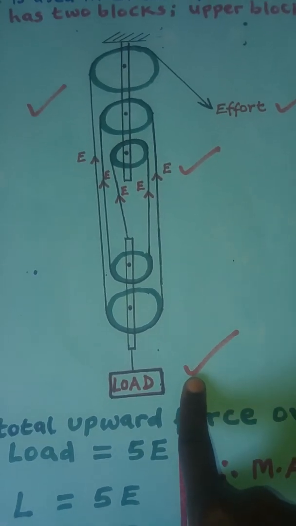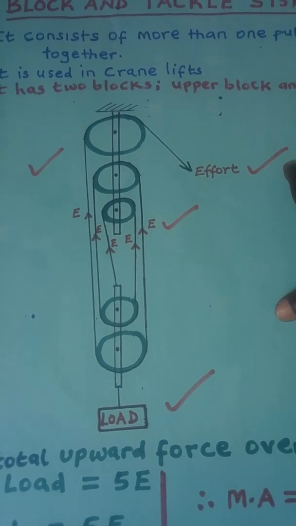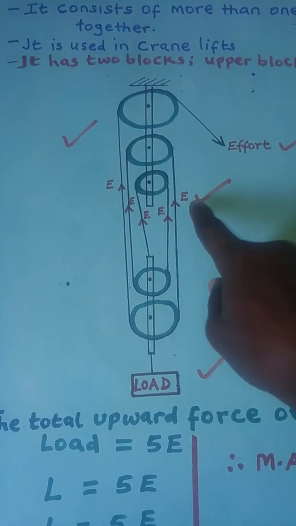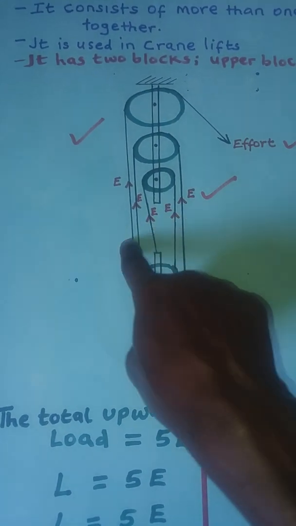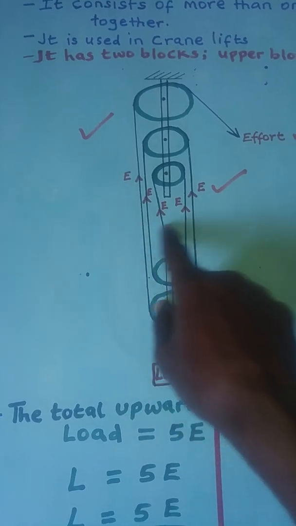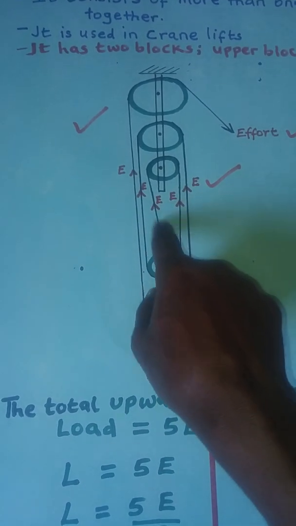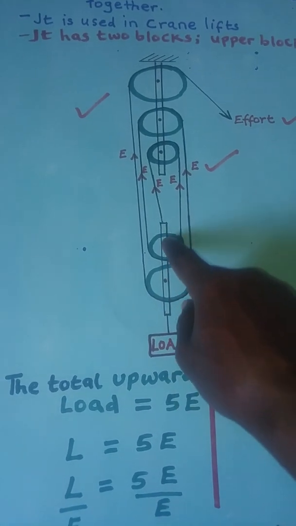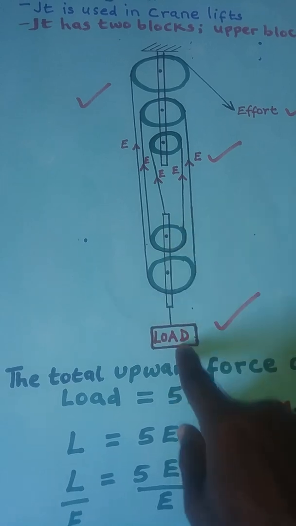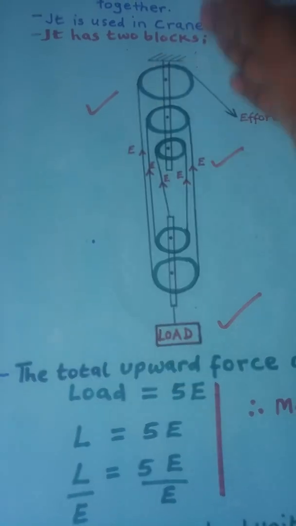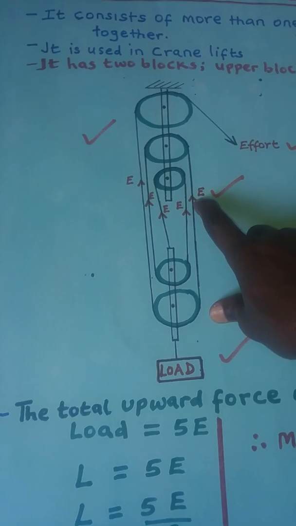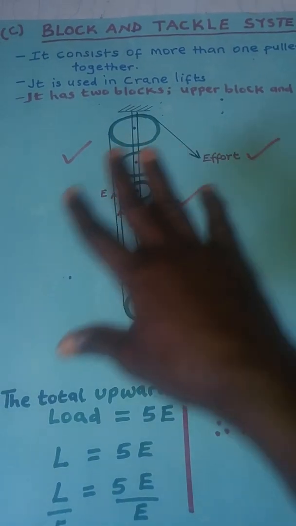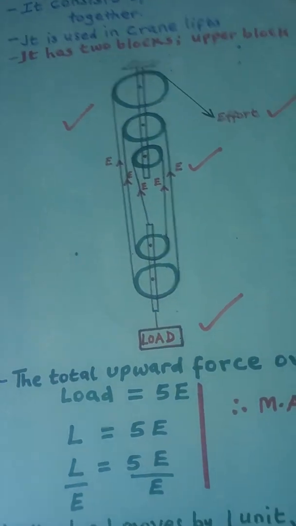The load must be there. The effort must be there. And the diagram with the fixed support must be there. And then these strings must be there. And in which direction? You see, these strings are supposed to be tight in such a way that the weight of these 2 blocks and the load are pulling the system down, but these ones are pulling up. So each one must have a direction, E, E, E, E, E. If you did it like this, you get all your marks.